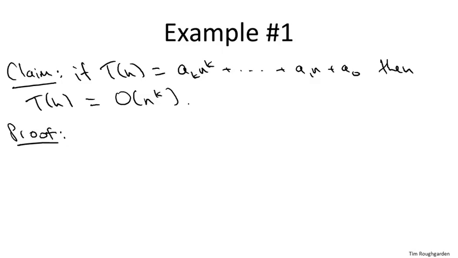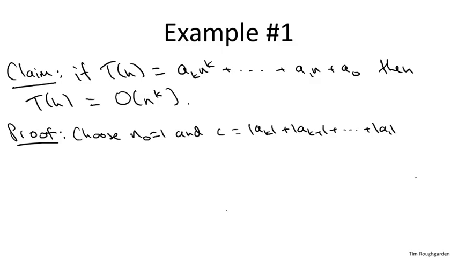Now, for this proof, to keep things very simple to follow, but admittedly a little mysterious, I'm just going to pull these constants c and n_0 out of a hat. So I'm not going to tell you how I derived them, but it'll be easy to check that they work. So let's work with the constant n_0 equal to 1. So that's a very simple choice of n_0. And then c we're going to pick to be the sum of the absolute values of the coefficients. So the absolute value of a_k plus the absolute value of a_(k-1), and so on. Remember, I didn't assume that the original polynomial had non-negative coefficients.